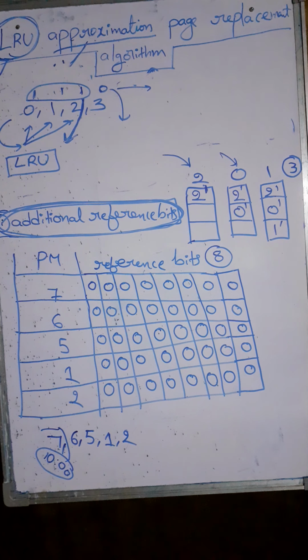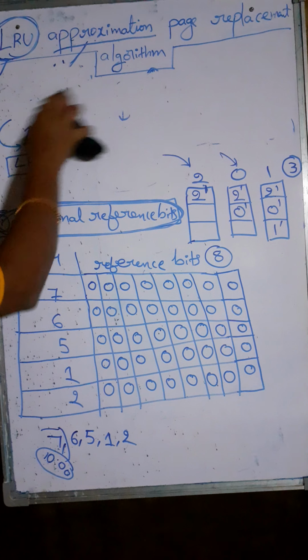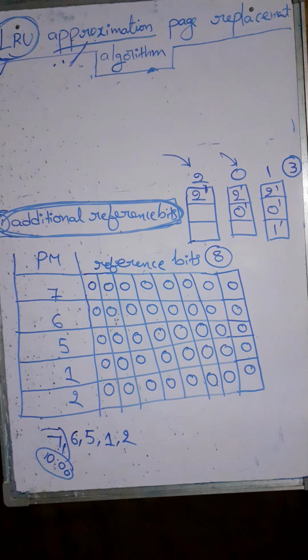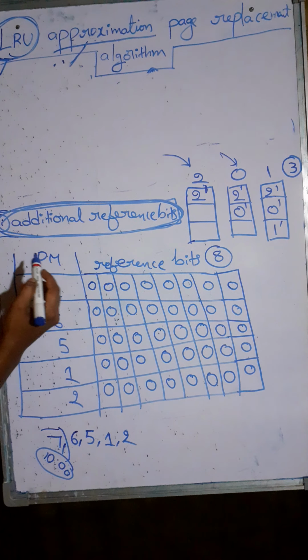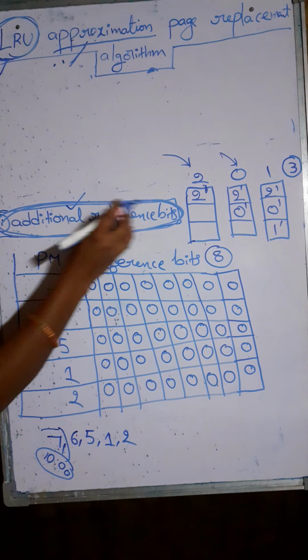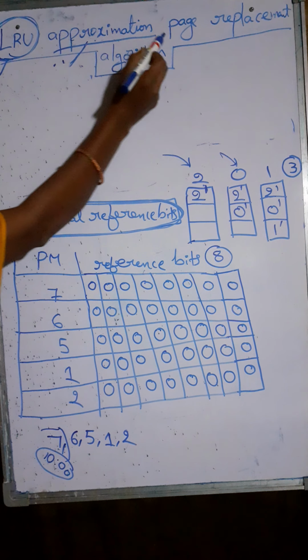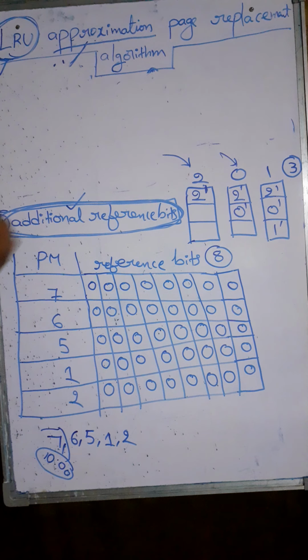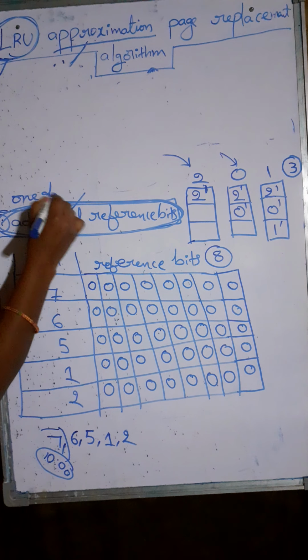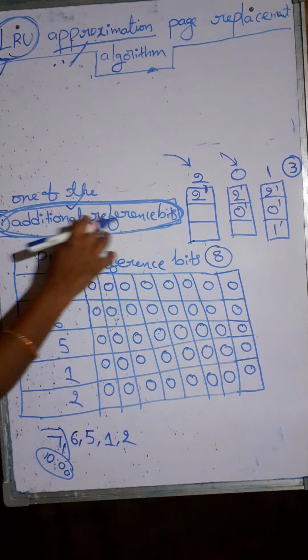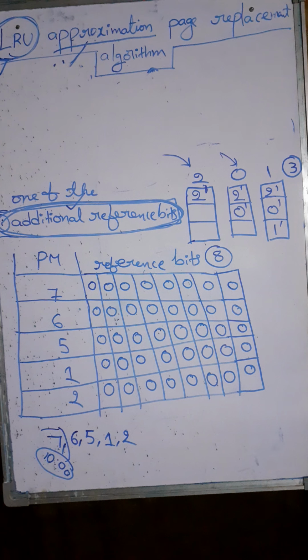In order to maintain the time information, we should maintain some additional bits. So here in this algorithm, we will maintain some additional bits. That's the reason this algorithm is called the additional reference bits algorithm. This is one of the LRU approximation page replacement algorithms. That means by using additional reference bits, you can implement the LRU.